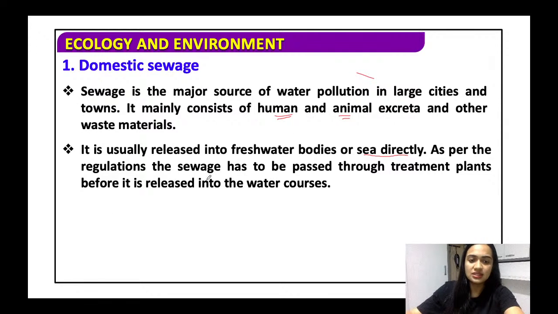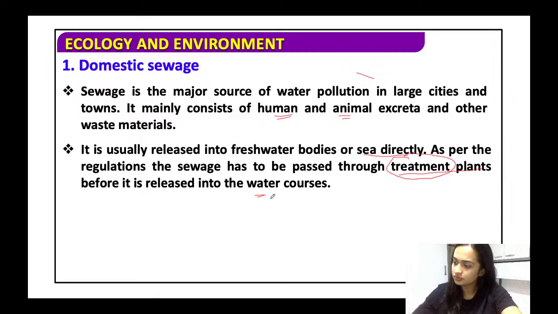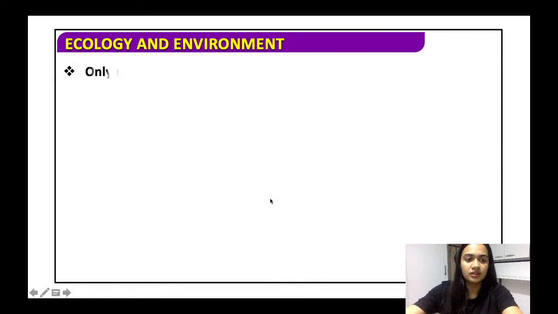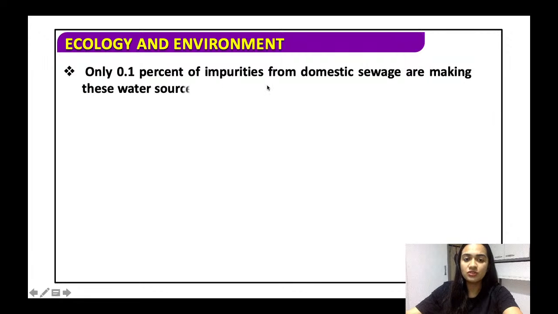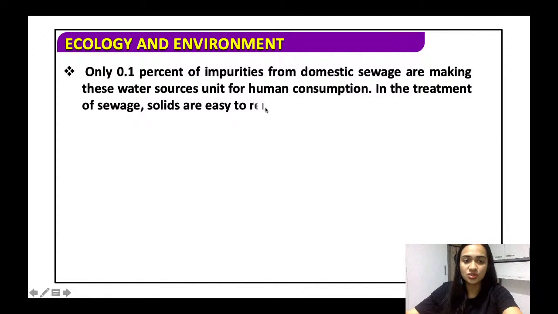So as per the regulations, the sewage has to be passed through treatment plants. Okay, so what was introduced is that we do not introduce this sewage waste directly into the water body. First we will treat it in treatment plants so that its toxicity level decreases, and then we will release it into the water courses. Fine. So only 0.1% of the impurities from domestic waste are making these water sources unfit for human consumption. So in the treatment of sewage, solids are very easy to remove.